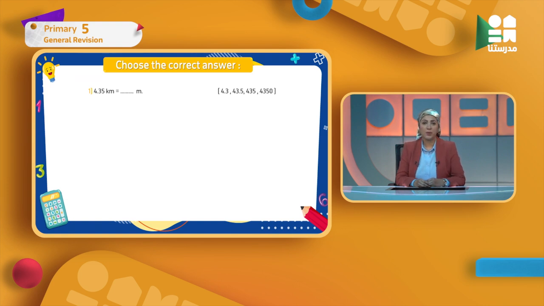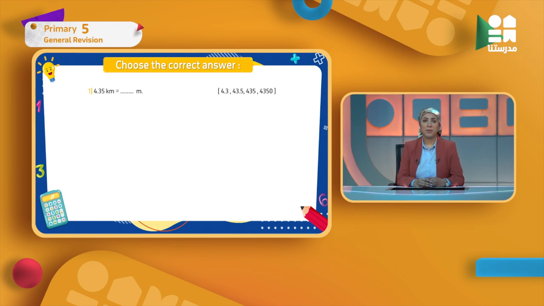4.35 kilometers equals how many meters? In this type of questions, again, the units of measuring, I have to ask myself, I am converting or changing from the big to the small or from the small unit to the big one, to decide whether I'm going to multiply or divide. Here I change from kilometers to meters. So it's from the big unit to the small unit. So I'm going to multiply.